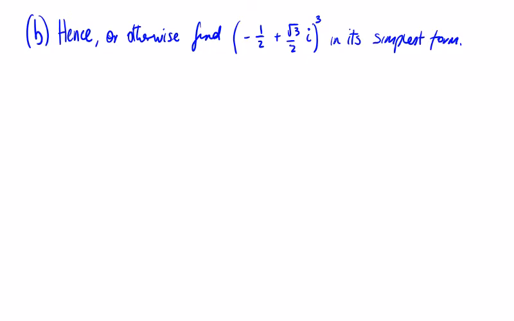Part B in this question asks us to hence or otherwise find minus a half plus root 3 over 2 i, to the power of 3, in its simplest form. So we could multiply out the 3 brackets, but let's do it using complex numbers, where we know the complex numbers are cos theta plus i sine theta, every single one of them.